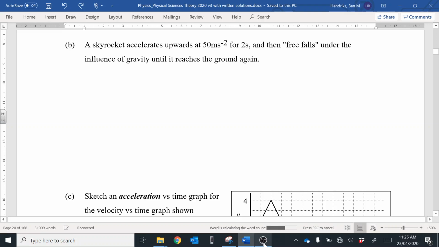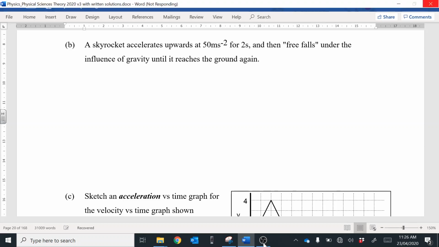Okay, so this is example 8b in the velocity versus time graph examples. Now this problem's a little bit harder than what we're up to at the moment, and I'll explain that in a minute. I'll just read the question off to start with. A skyrocket accelerates upwards at 5 meters per second squared for 2 seconds, and then free falls under the influence of gravity until it reaches the ground again.